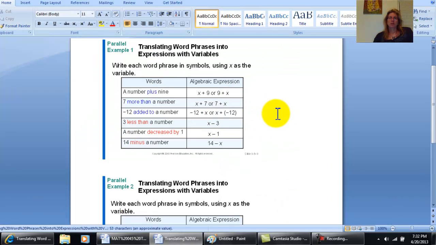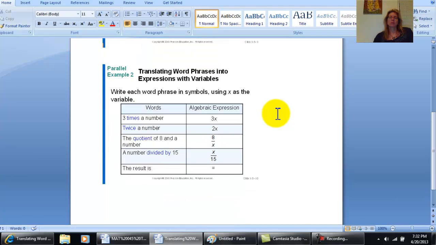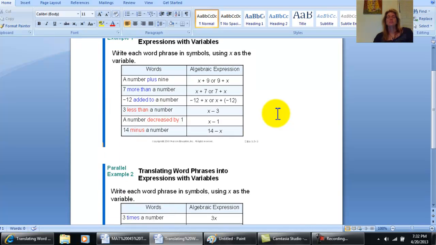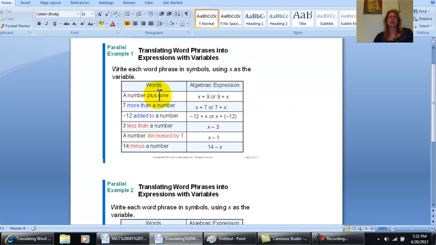It comes up as a Word document, so as long as you have Word or something that Mac can use as Word, it'll open. These are some examples of how to look at word expressions to change them into math expressions. So a number plus 9 is a number x plus 9, or 9 plus x. You can do it either way because adding is a commutative property.